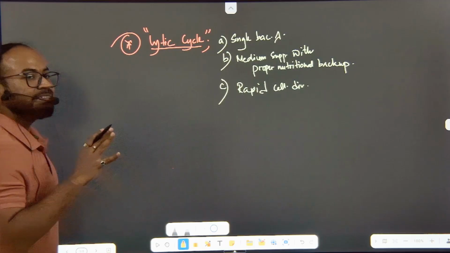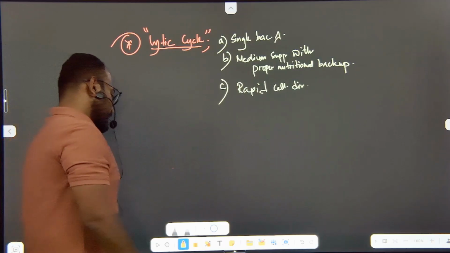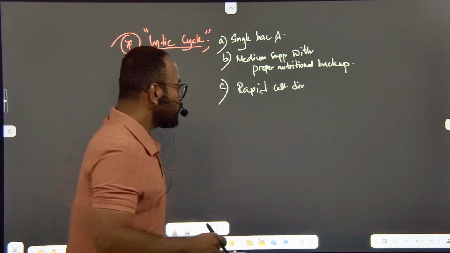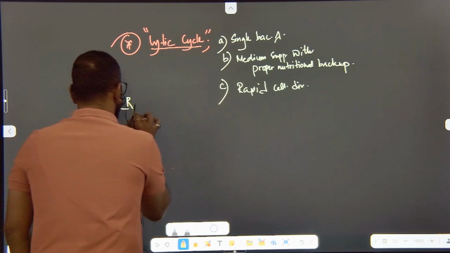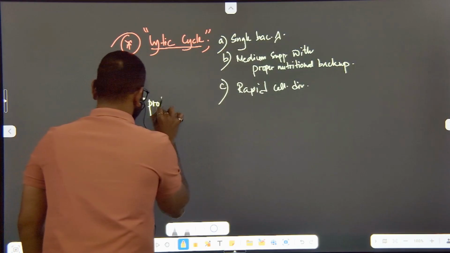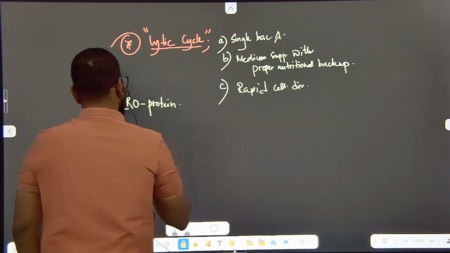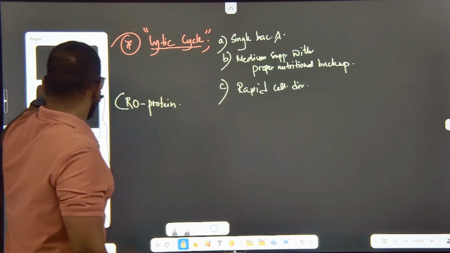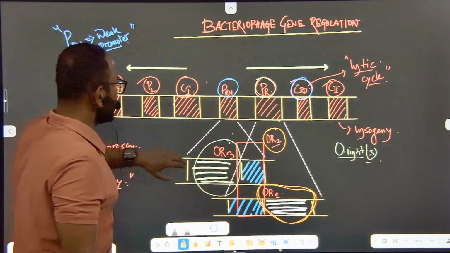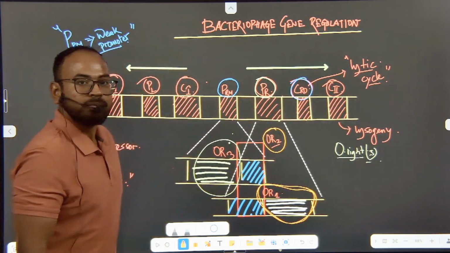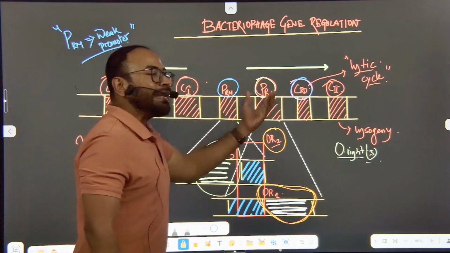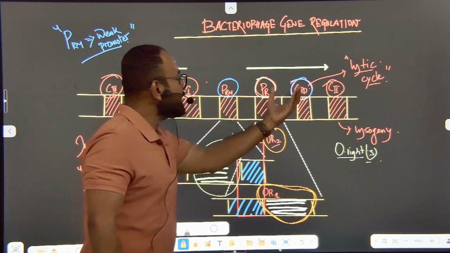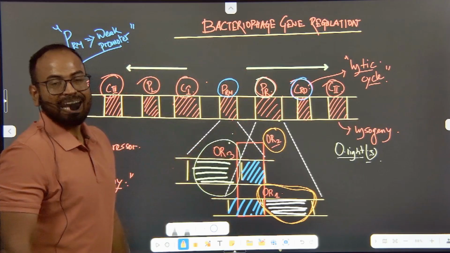If these three criteria are fulfilled, then what will happen? Synthesis of protein will occur. What is the location of the protein? Let's see, this is the location of the protein. The RNA pol will bind the promoter site and it will eventually synthesize the protein. As simple as that.